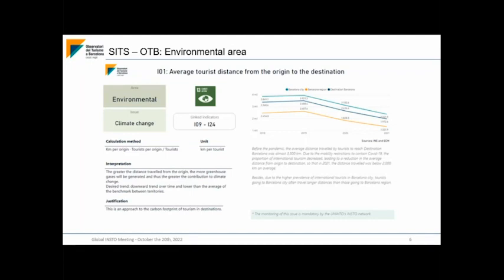For example, we can see that in the region, the average distance from the origin of our tourists to the destination is lower than the distance that the Barcelona city tourists travel. And that's basically because in the Barcelona region, we have more national tourists than international. We can also see that through time, especially in 2020 and 2021, it has decreased, but that was, of course, because of the decrease in international tourism due to COVID.